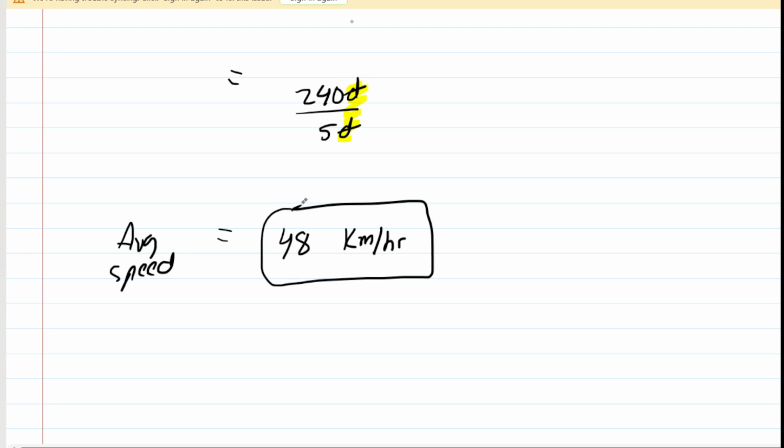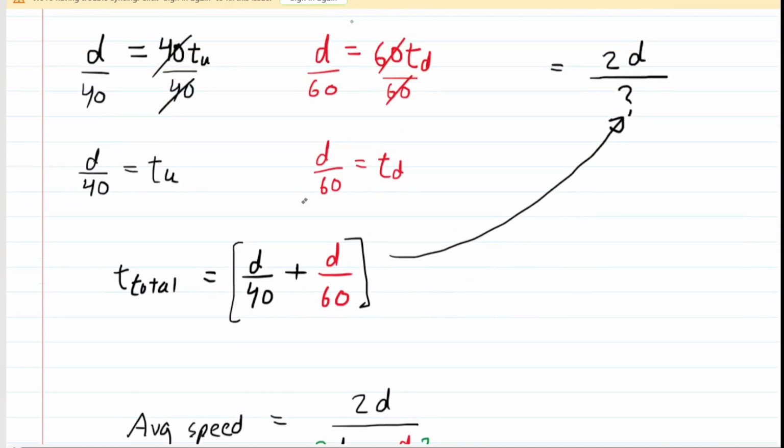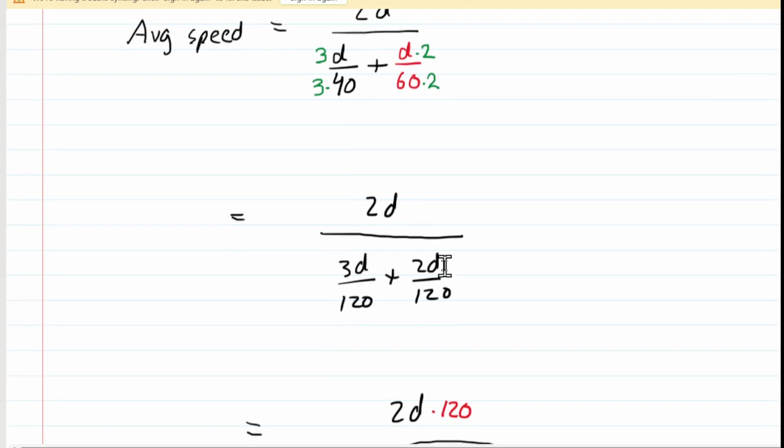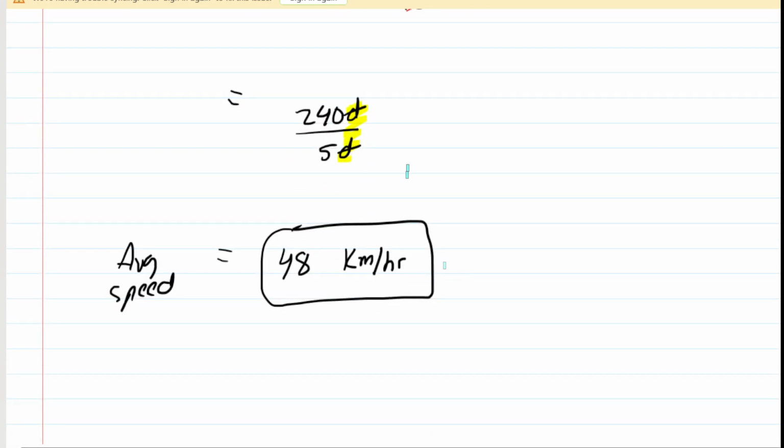Notice that the average speed is not simply the average of the original speeds. So just go back. This is actually a common mistake. Students would often take 40 plus 60 and then divide that by 2. So if you did that, you'd get 50 kilometers per hour. But that is not the correct way of analyzing the average speed. We can see we actually end up with 48 kilometers per hour as the correct answer.